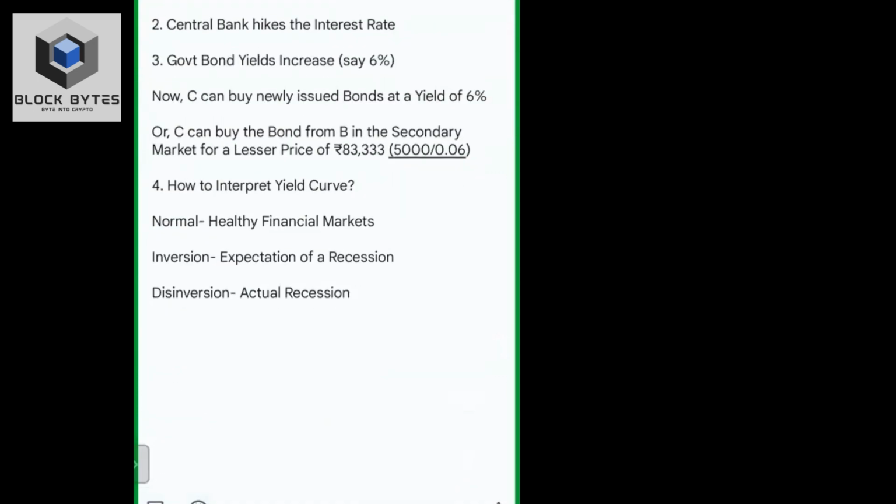I'll come to this interpretation. How to interpret a yield curve is very simple. If it's normal, it says that markets are healthy, rates are normal, and people have a positive outlook. In the case of inversion, the shorter duration bond yields are higher than the longer duration bond yields. That means there is an expectation of a recession by the financial giants, the financial players. And when the disinversion actually happens, the actual recession begins. There are one or two exceptions here and there, but most likely this is the scenario that will play out.